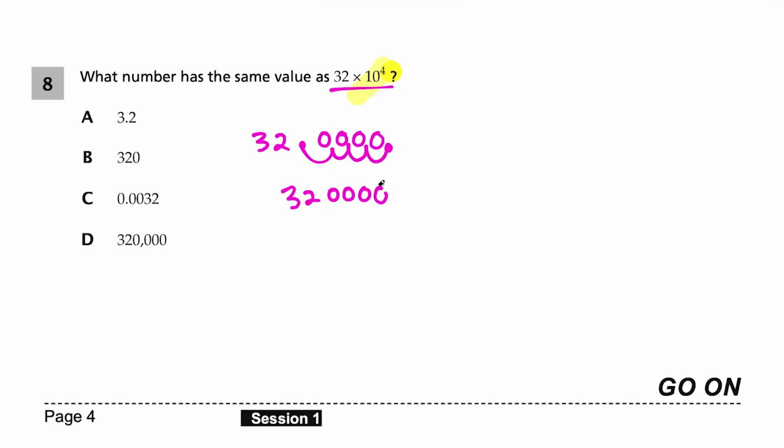So I'd have 3, 2, and then 4 zeros. And now I'll just put my comma every 3 digits here. So I have 3 digits going from right to left. So I put a comma, and then I just look for 320,000. This is going to match up with choice D.